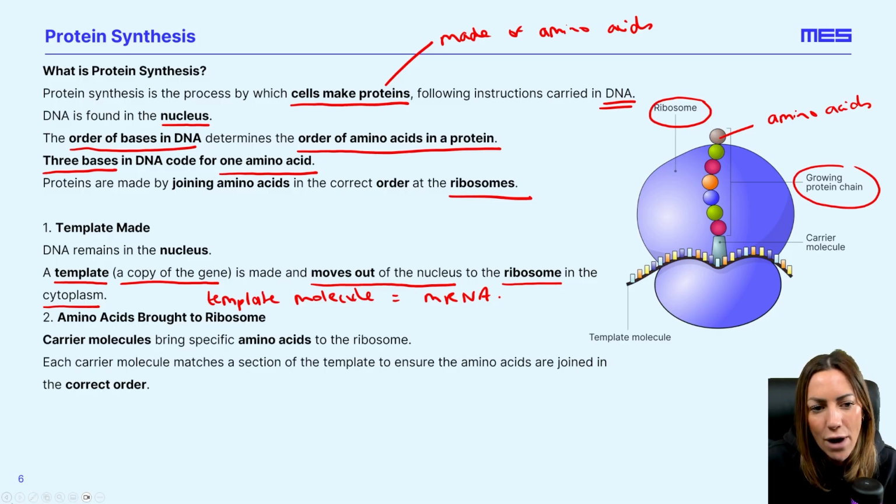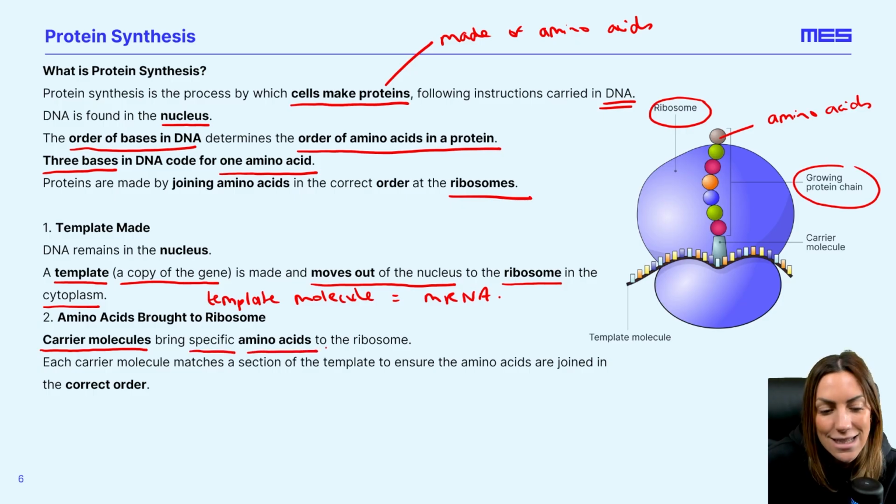Now, once we're at the ribosome, we need the amino acids to be brought to the ribosome, right? So this involves carrier molecules. Carrier molecules bring specific amino acids to the ribosome. Each carrier molecule doesn't just carry any old amino acid, it carries a specific amino acid, and they are kind of matched to the template molecule to ensure the amino acids are joined in the correct order. Okay, let's have a look at this on the diagram.